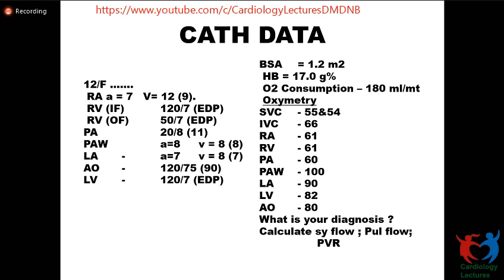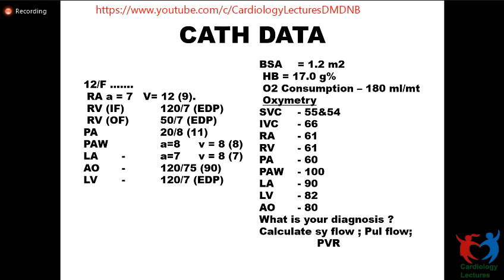So, you don't have to do all these things. You find out the difference between SVC and IVC, divide by 4, and add that to SVC. For example, simplest is 54 and 66, the difference is? It is 12, sir. Divided by 4 is? 3. So you add 3 to 54, it will be 57.